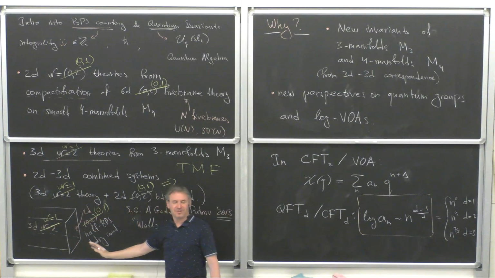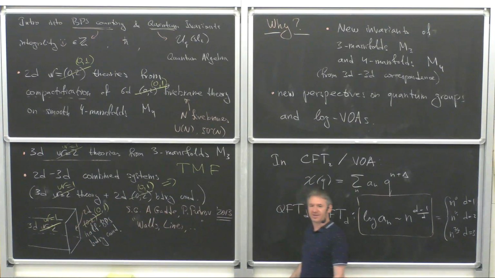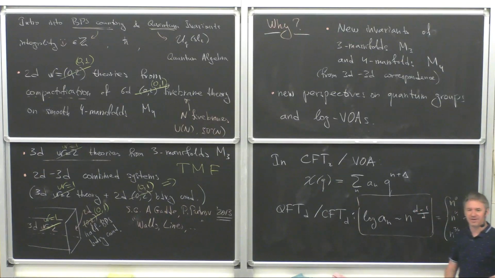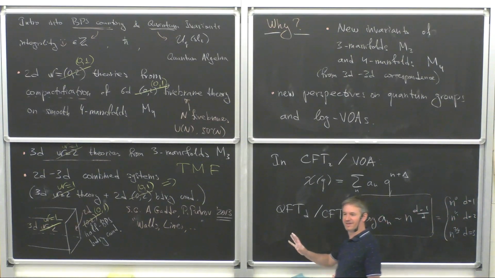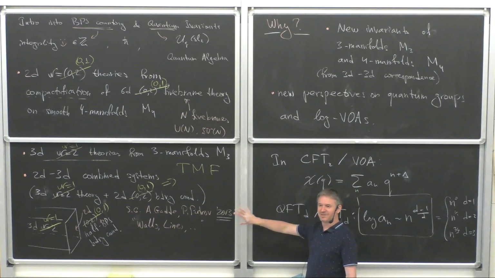So therefore, for the purpose of BPS spectra, these three-dimensional theories will behave very much like two-dimensional theories, in fact, very much like two-dimensional CFTs. So in that sense, this is a good thing. 3D guys will be more like 2D CFTs.